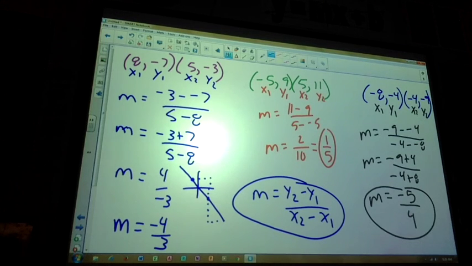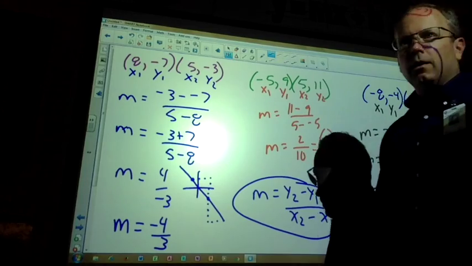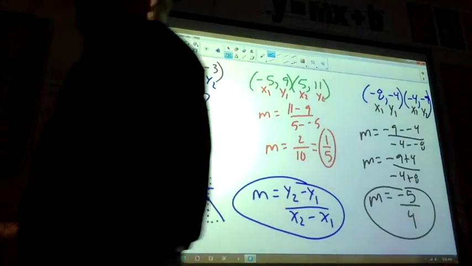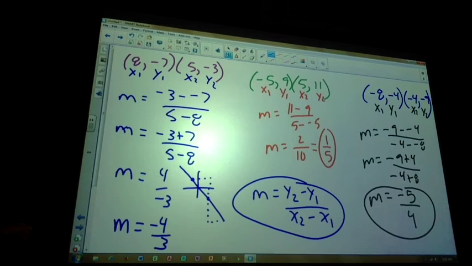What if it's a negative over a negative? What if it's a positive? If it's negative over negative, or if it's positive over positive, that's up and right. Negative over negative is down and left. So it's the same idea. It's still going to get the same. So here's my line. If I go up and right, down and left, it still works.